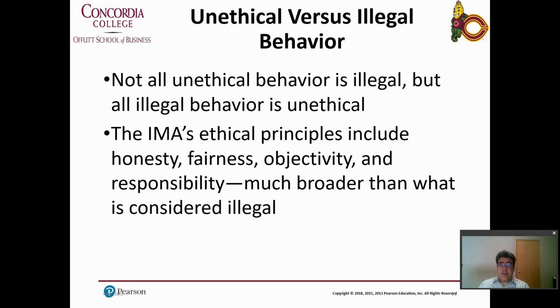And we have here unethical versus illegal behavior. Not all unethical behavior is illegal, but all illegal behavior is unethical. For instance, I am a company that sells hand sanitizer, and in the coronavirus crisis, I raised my prices by 200% because all people want hand sanitizer. It is not illegal, sort of, but it's for sure unethical. And that's why we need to take care about ethics here.